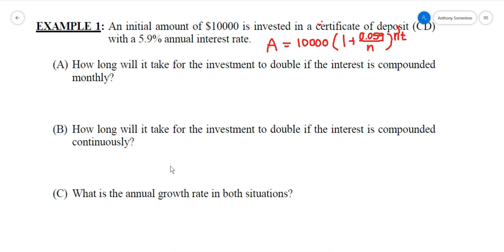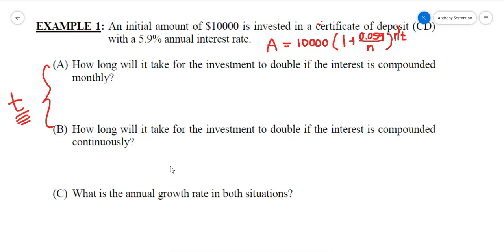And now as you look at the first two questions, it asks how long will it take for the investment to double if the interest is compounded monthly? And how long will it take for the investment to double if the interest is compounded continuously? So you can see here we're looking for t. It's always important to know what variable in this formula we're looking to find, because that means that the other information, either directly or indirectly, needs to be given. And that information is given.